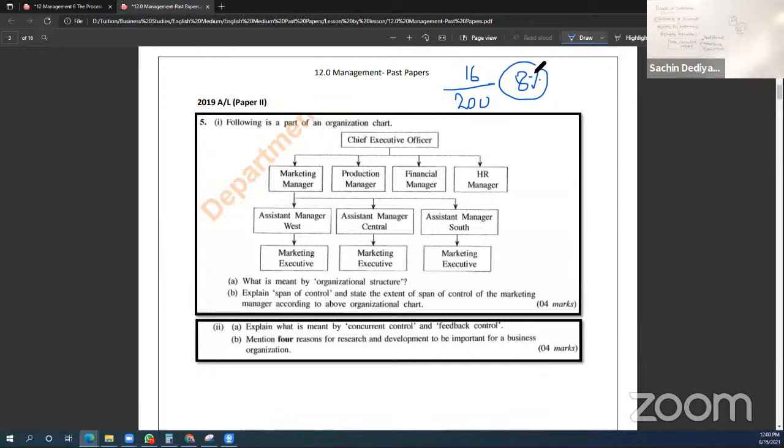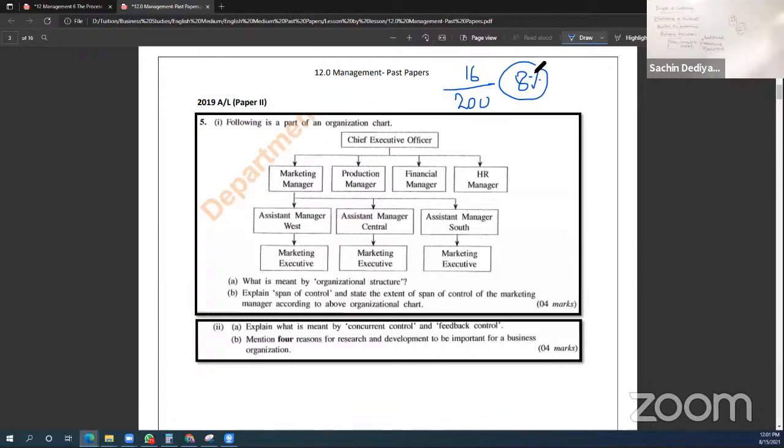You can see what is meant by the organizational structure. In an organizational structure, the authority flows from top to bottom. Now you can see the relationship through which the authority flows. So that's the structure. Maybe you can have a wide span of structure, or maybe you have a short span of structure.